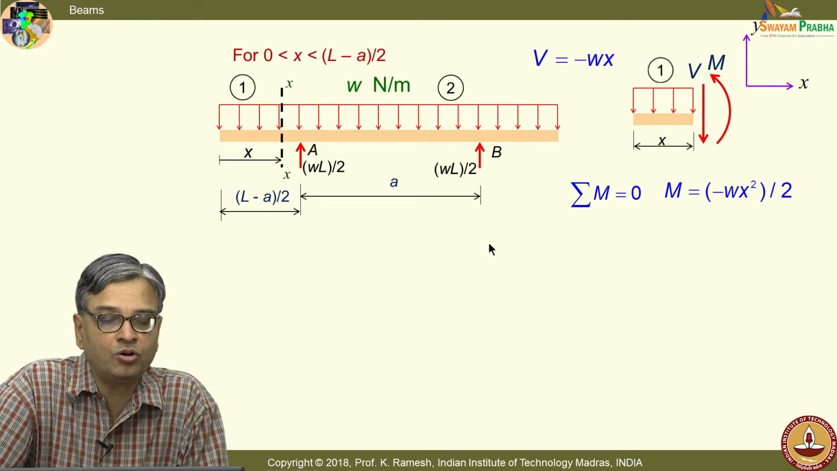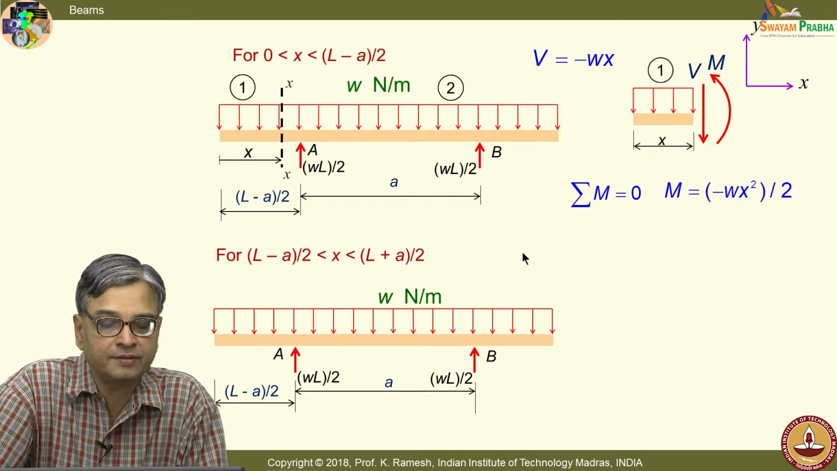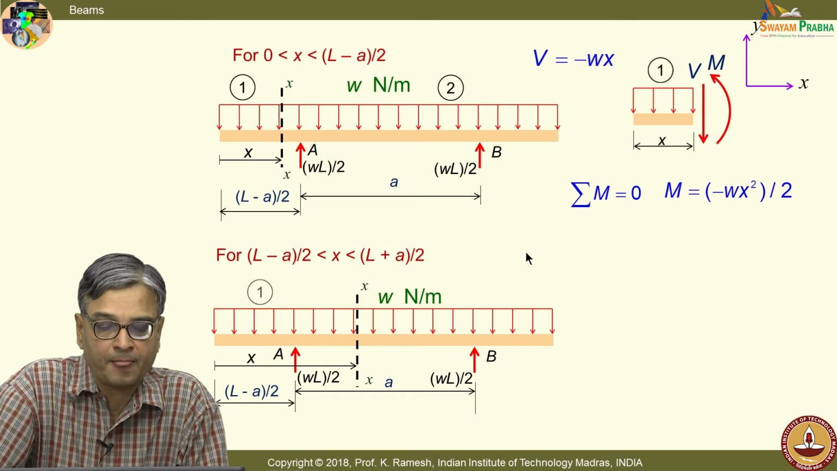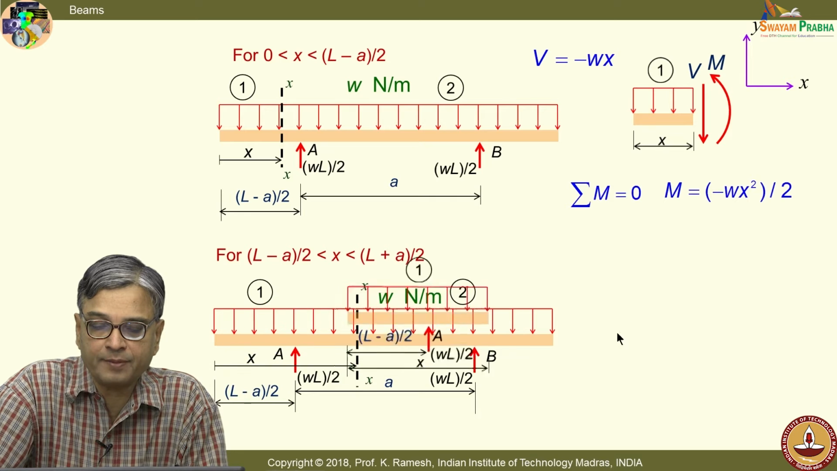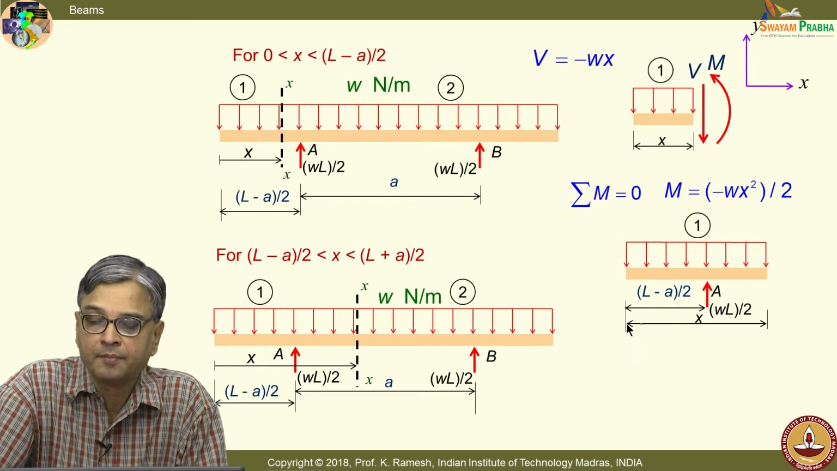So, then I move on to a section in between the supports A and B. So, I have a section like this. I take out this, draw the free body diagram, make a neat sketch of the free body, label all these values.